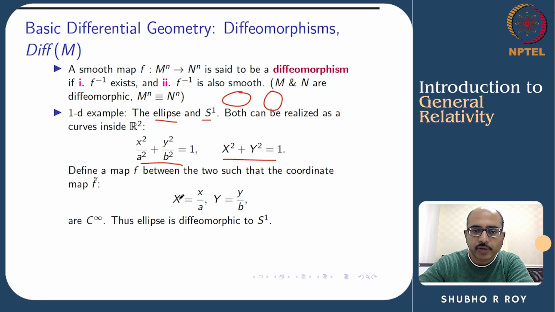And it's very obvious that if I define this change of coordinates, big X to be little x over little a, and big Y to be little y over little b, these two functions, big X as a function of little x, is a C infinity function, because it's a linear function. Of course, all higher order derivatives are 0. First order derivative is just 1 over a. Same for the case of y, and you can also invert them. That will also be C infinity. So the circle and ellipse are diffeomorphic to each other.